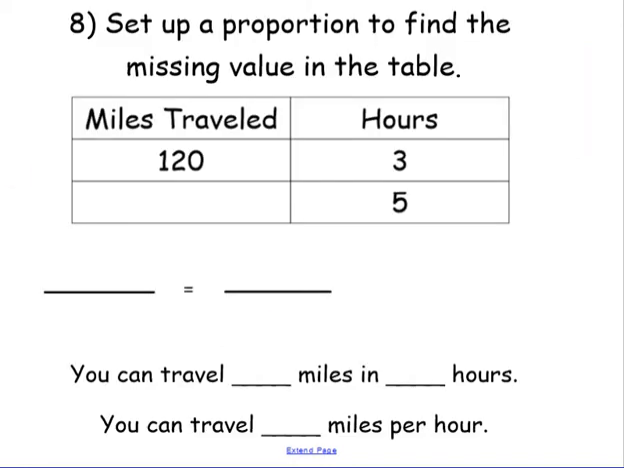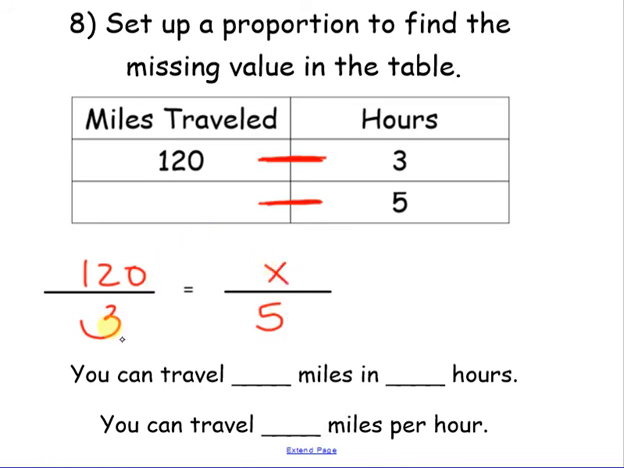All right. Let's try the next one. Set up a proportion to find the missing value in the table. You're going to see I've switched our table around again. The titles are at the top, so our proportions are going to go side to side, just like this. So we have miles traveled, 120, and it takes 3 hours. Then I have no value for miles traveled, and I have 5 hours on the bottom. So this is my x.